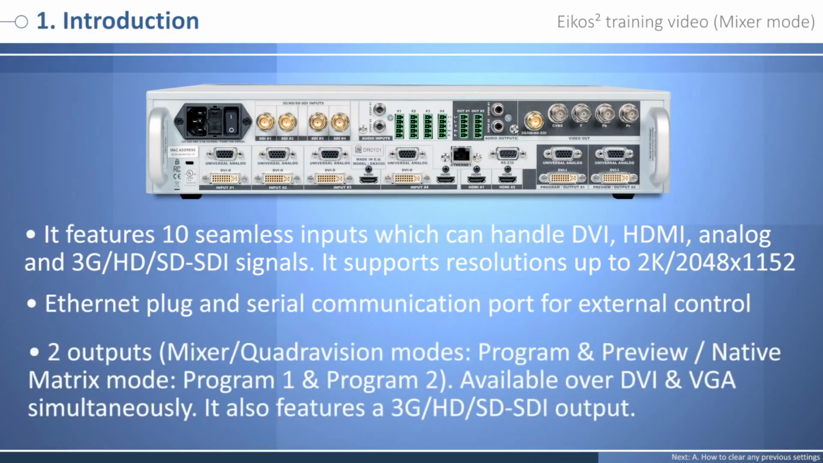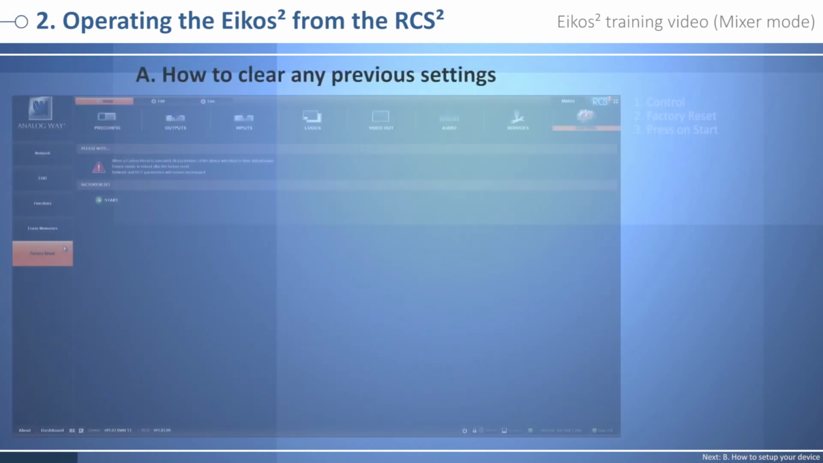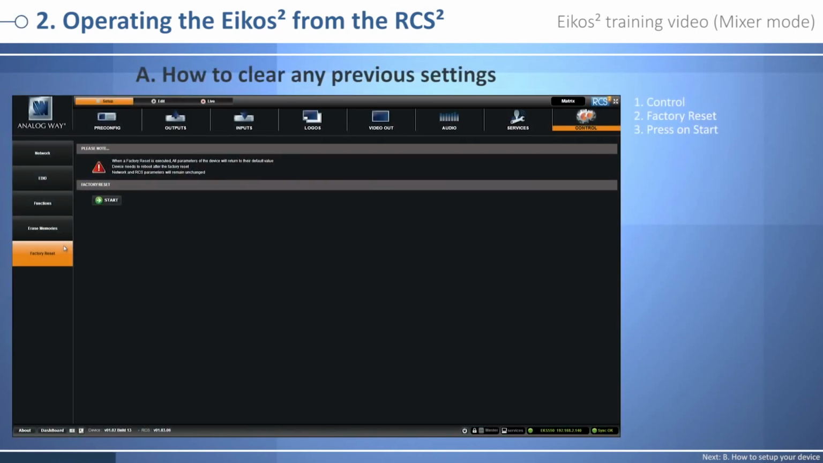It features 2 outputs, in mixer and Quadravision modes, program and preview, and in native matrix mode, program number 1 and program number 2. Both outputs are available over DVI and VGA simultaneously. It also features a 3G HD SD SDI output linked to either of the 2 other outputs, operating the Eikos² from the RCS2.